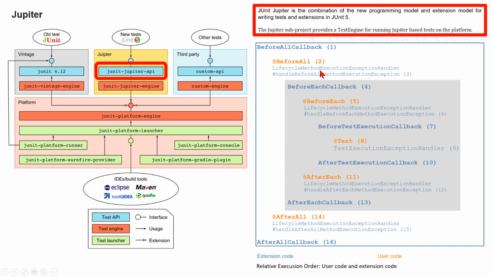The annotation interface BeforeAll in package org.junit.jupyter.api in module org.junit.jupyter.api. @BeforeAll is used to signal that the annotated method should be executed before all tests in the current test class.